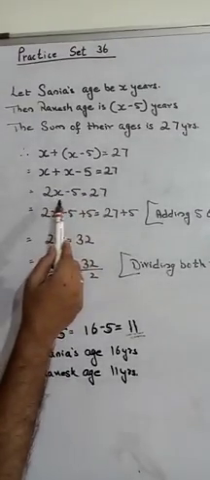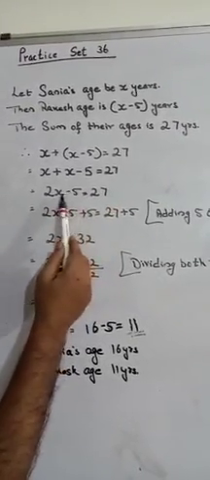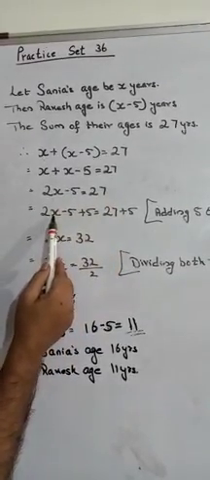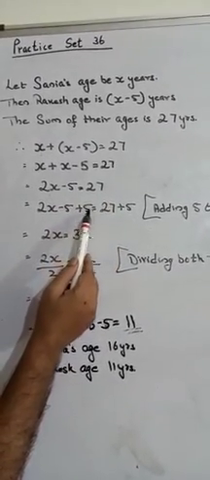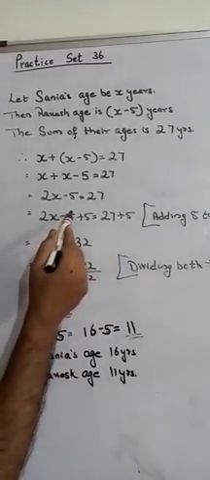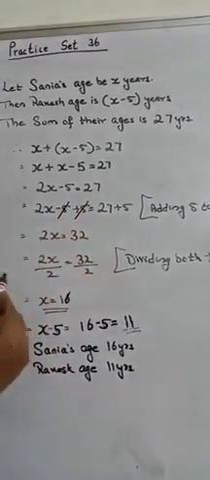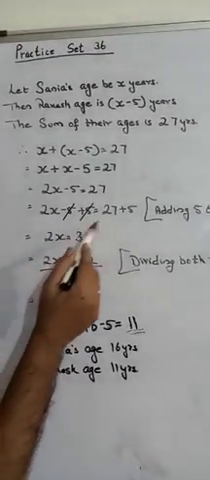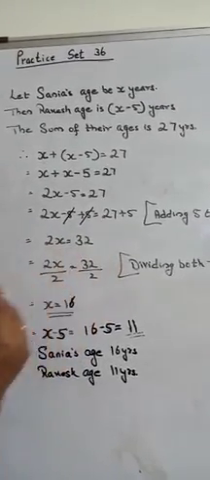Now we'll add plus 5 on both sides, left hand side and right hand side. So it is 2x minus 5 plus 5 is equal to 27 plus 5. In this, minus 5 and plus 5 get cut. So what's left? 2x is equal to 27 plus 5, that is 32.